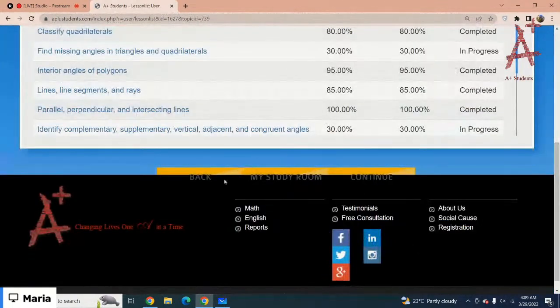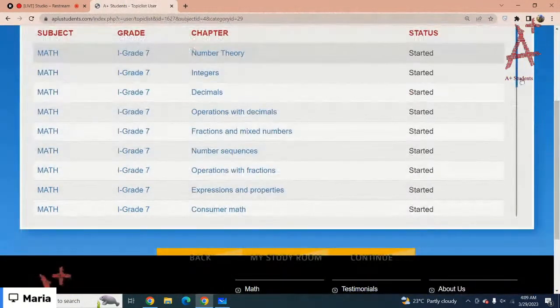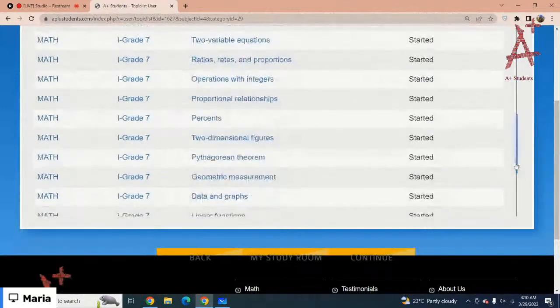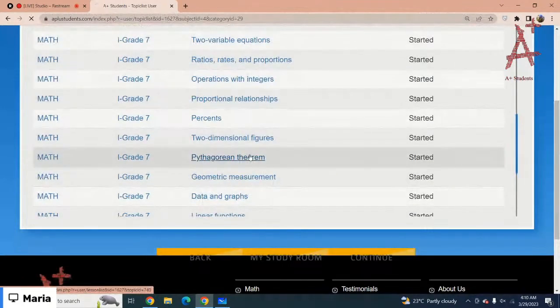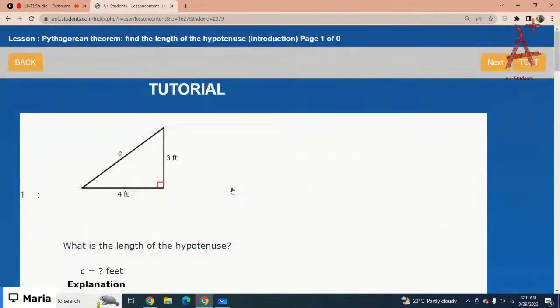Okay, let's start with the new chapter, that is Pythagorean theorem. Here is the new chapter, Pythagorean theorem. We're going to start with the very first lesson, that is Pythagorean theorem, find the length of the hypotenuse.